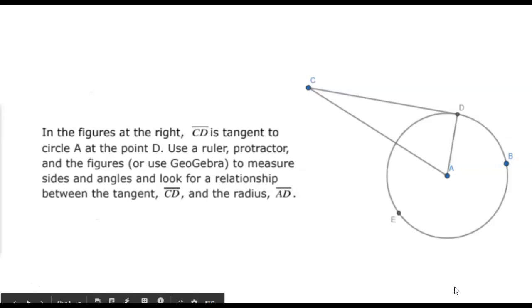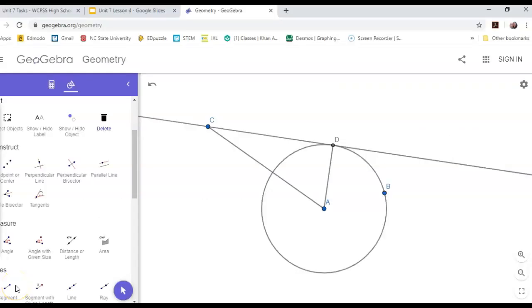In the figure at the right, CD is tangent to circle A at the point D. Use a ruler, protractor, and the figures, or use GeoGebra, to measure sides and angles and look for a relationship between the tangent CD and the radius AD. By looking on GeoGebra, I will be able to measure and change this circle so I can see if it works for lots of cases.